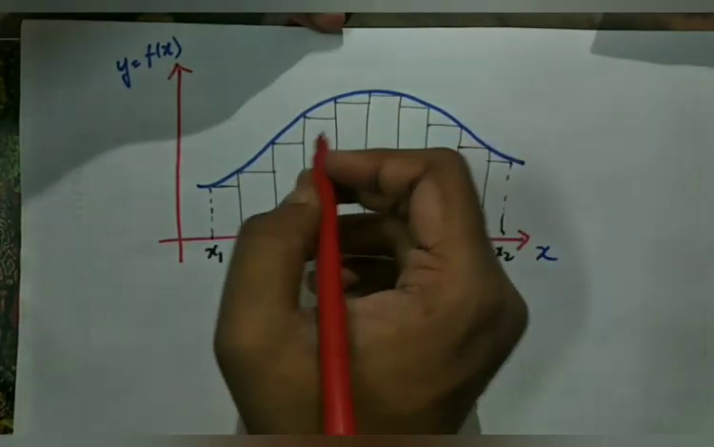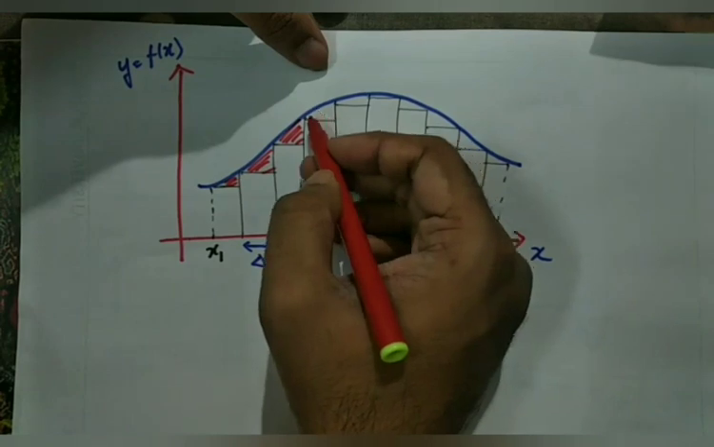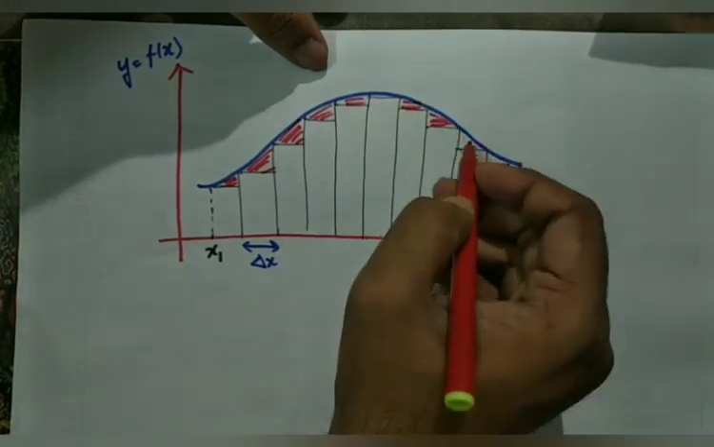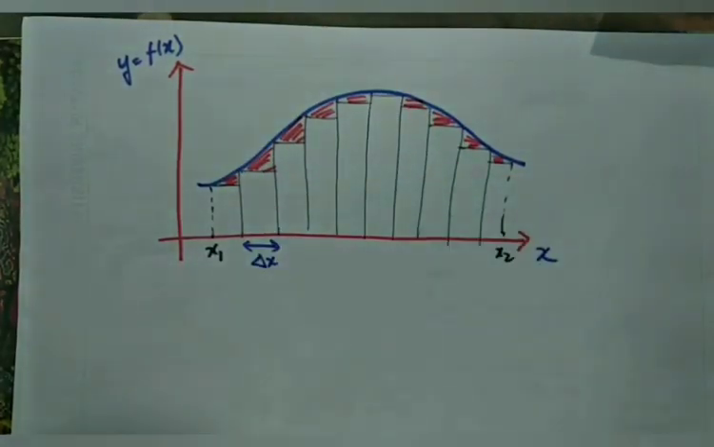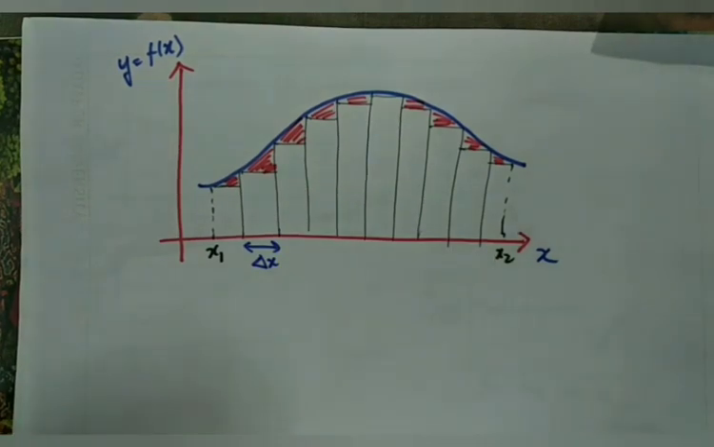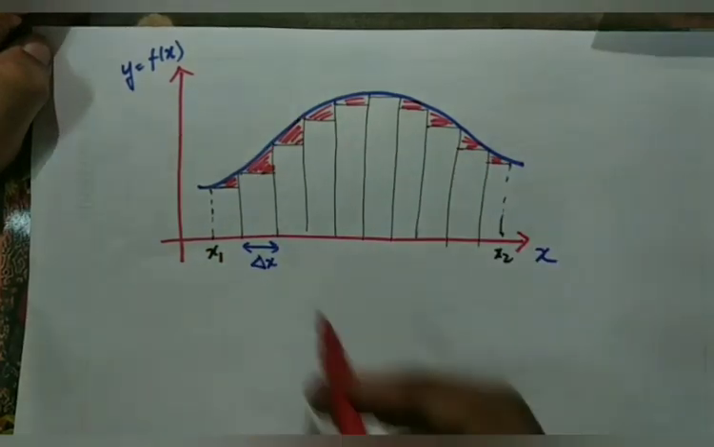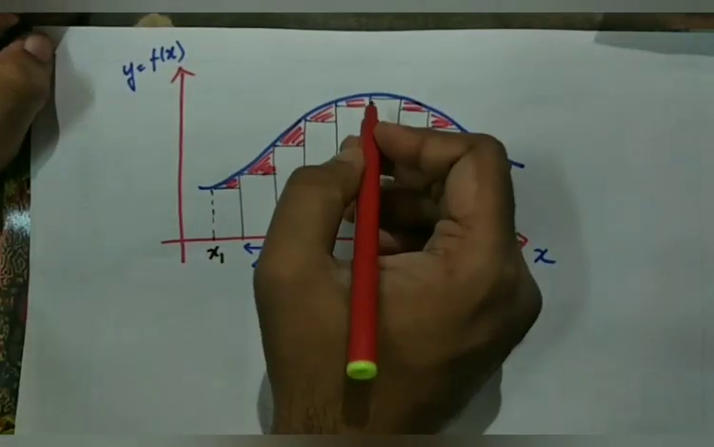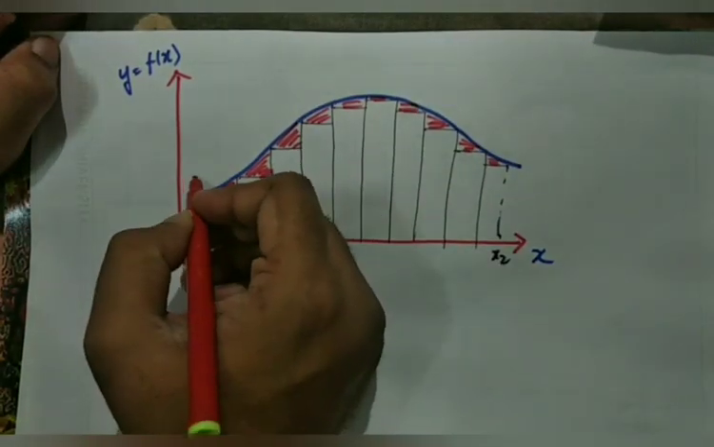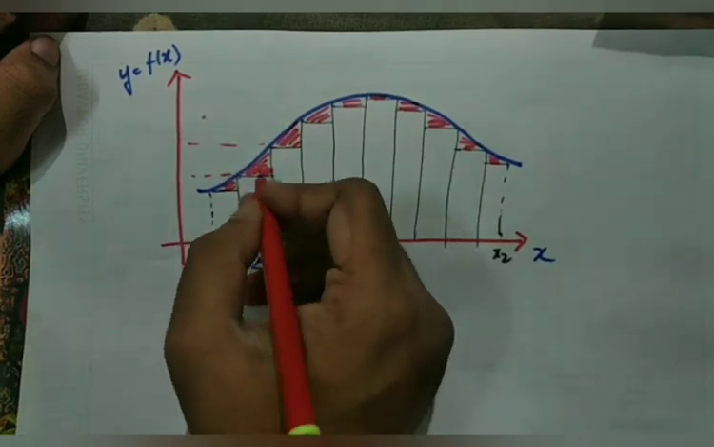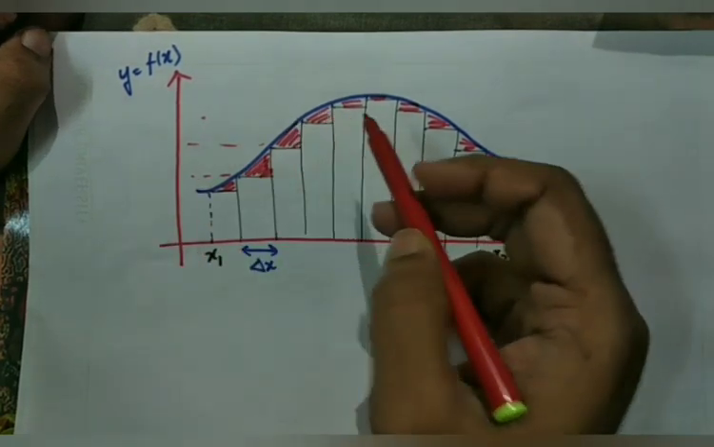But no, we will not get this portion. This portion will be left out. This portion will also be left out. So all these portions which are outside of the curve and the rectangle will be left out. Now what can we do to minimize this error? We can just calculate the sum of the rectangles, but what can we do to minimize this error?